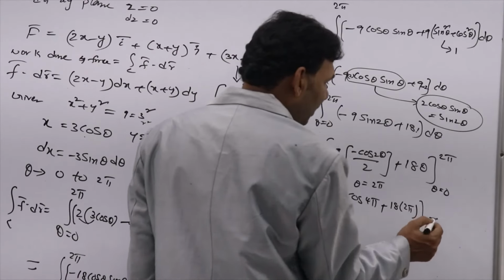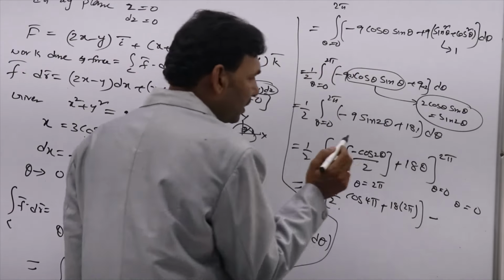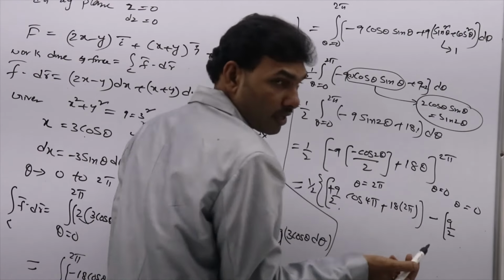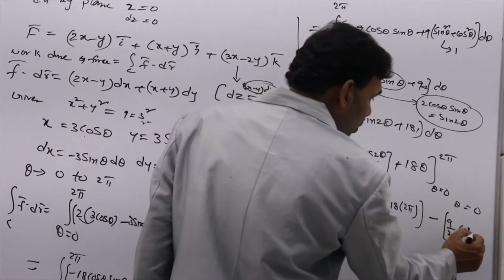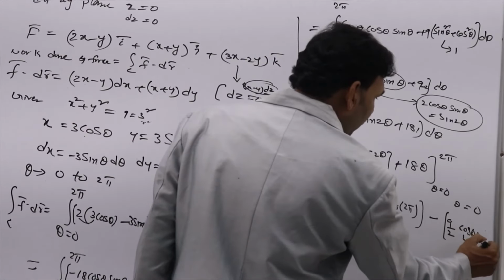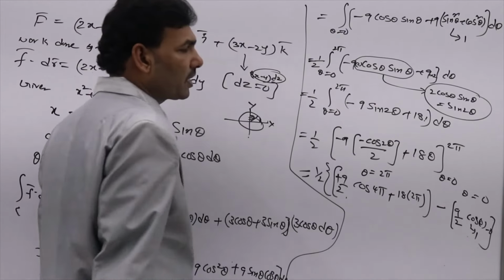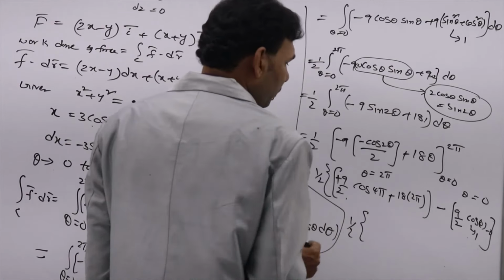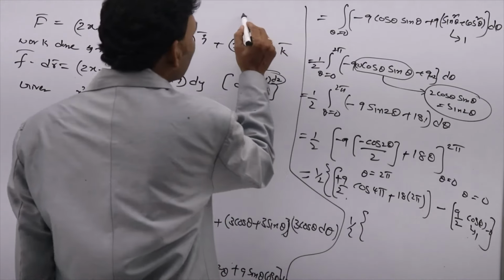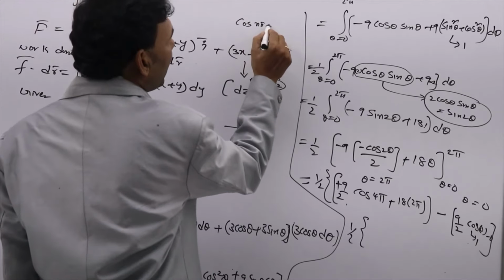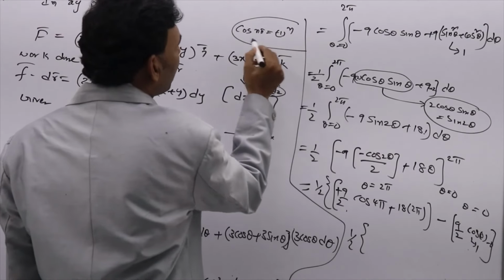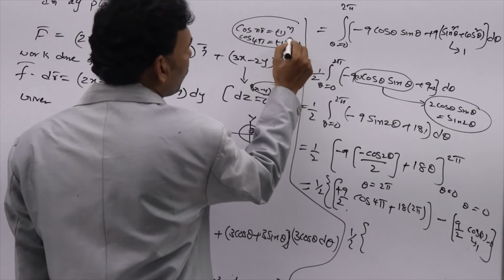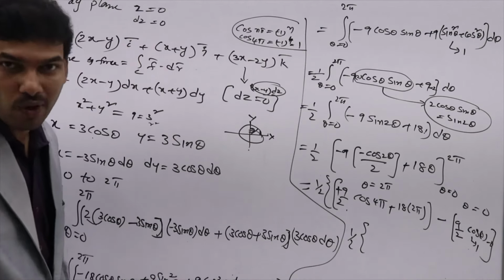If you write in the place of theta 0, what will you get? 9 by 2 cos 0, cos 0 is 1, but the other term becomes 18 into 0, which is 0. Coming to here, cos n pi is minus 1 whole power n. Coming to cos 4 pi, it is minus 1 whole to the power of 4, which is plus 1.